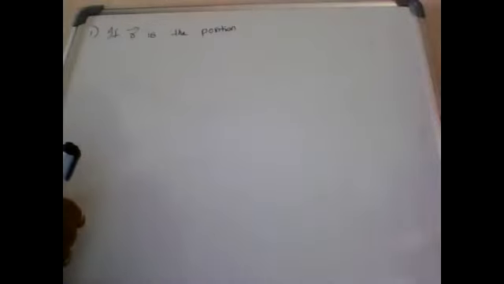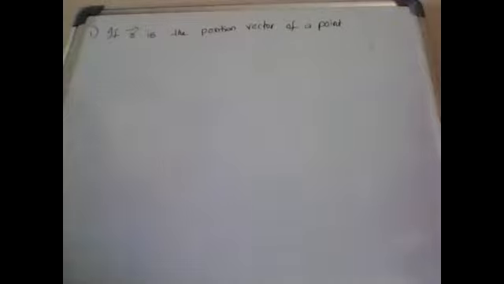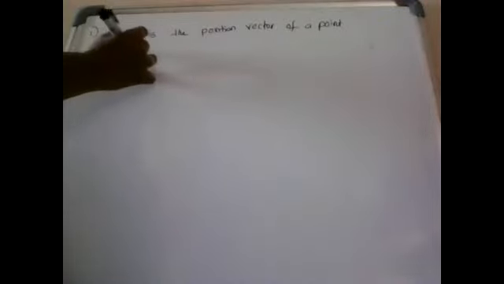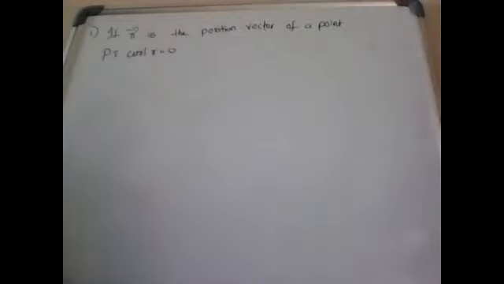Next one, example. If r bar is the position vector of a point, prove that curl r bar equal to 0. Here what is given? r bar is the position vector of a point. Prove that curl r equal to 0. We have to find the curl r value.